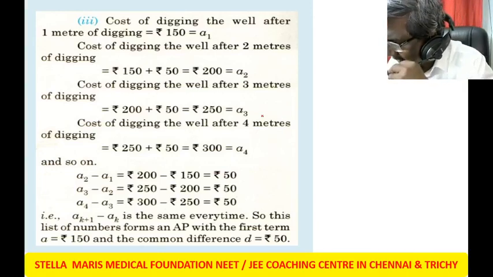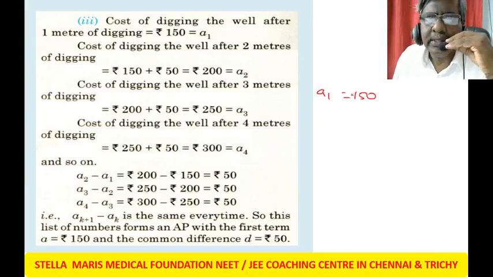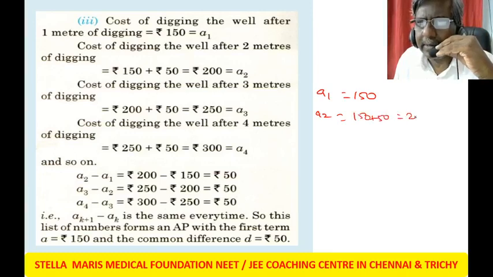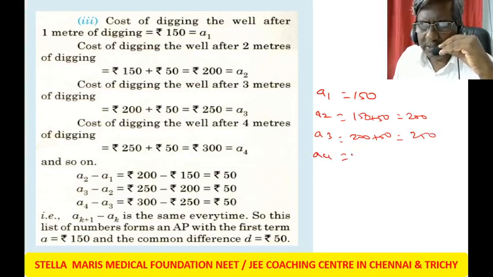So cost of digging a well after every meter is, see, they say first, digging the first well, A1, they give us 150. So for the next one, digging the well after 2 meters, A2 is equal to 150 plus 50. Every meter, it will be 200. Then likewise A3 will be 200 plus 50, that will be equivalent to 250. Likewise for 4 meters, A4 is equal to 250 plus 50. Every meter 50 is adding, so it will be 300.